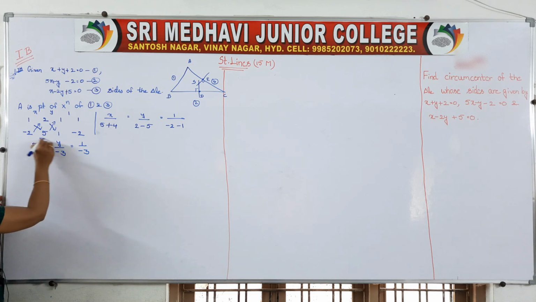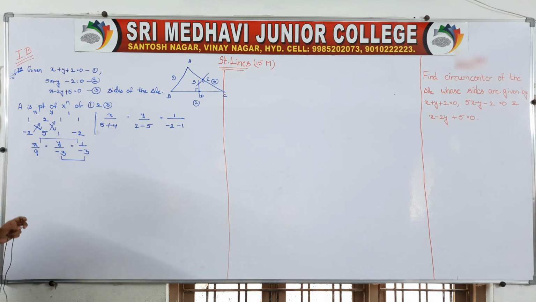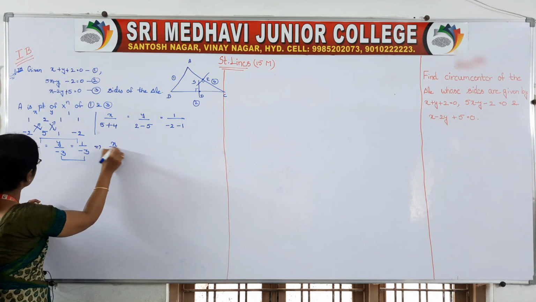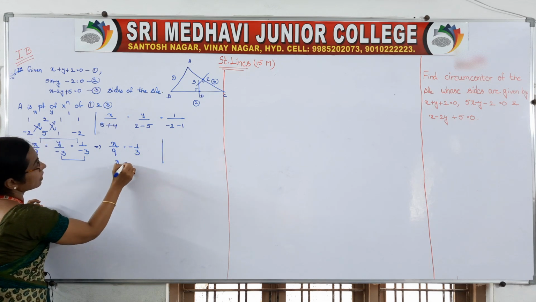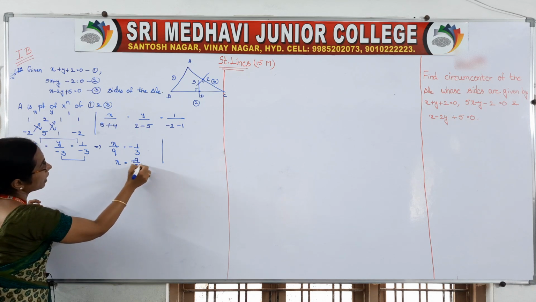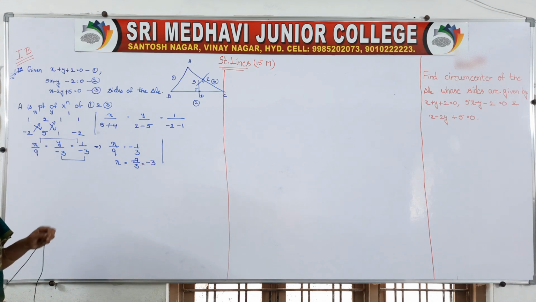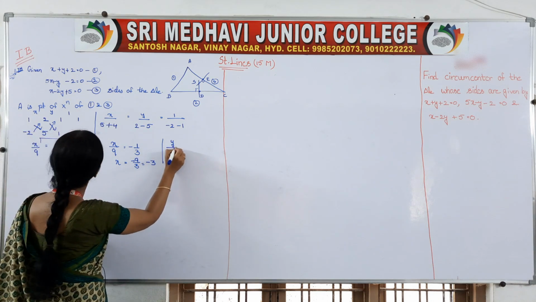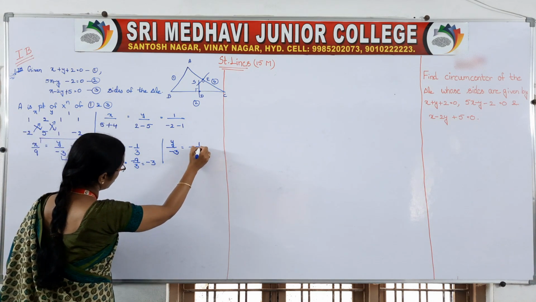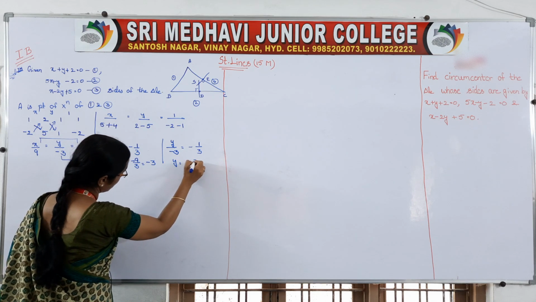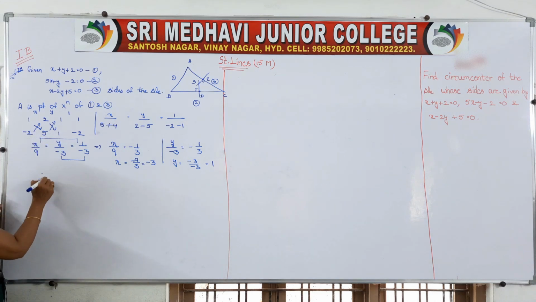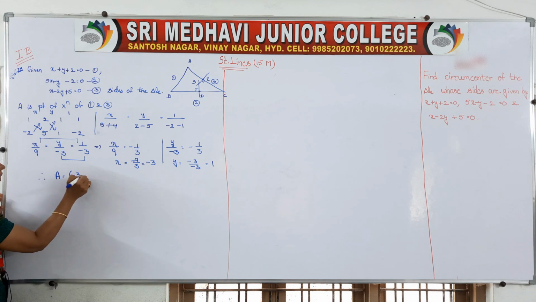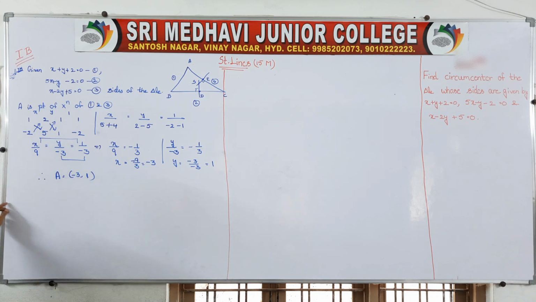Once you take these two, you get your x and y values. So x by 9 equals minus 1 by 3, so x equals minus 9 by 3, which is minus 3. Next, y by minus 3 equals minus 1 by 3, so y equals minus 3 into minus 1 by 3, which is 1. Therefore, A is (minus 3, 1), the first point.